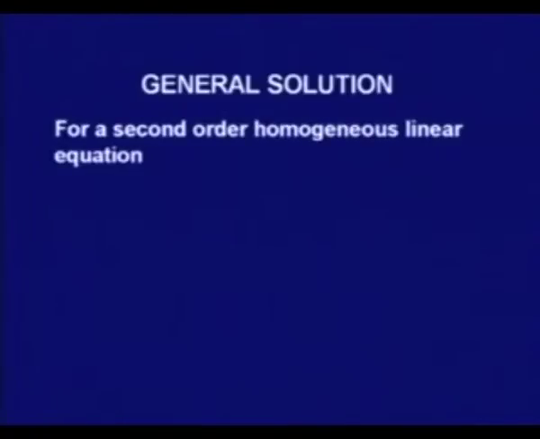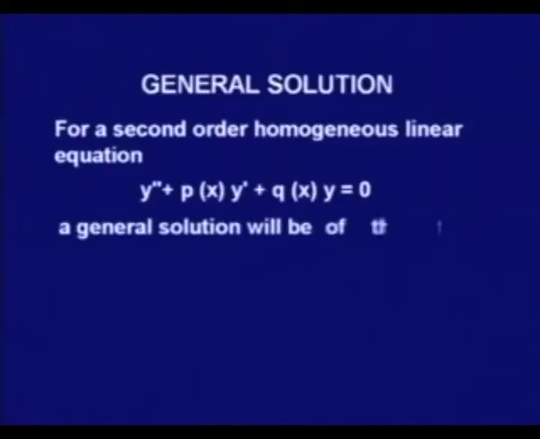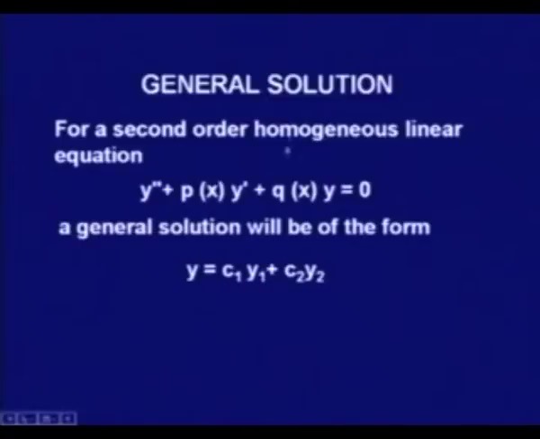From here we come to the general solution. For a second order homogeneous linear equation, the equation is again the same in standard form, y double dash plus p x y dash plus q x y equal to 0. A general solution will be of the form C1 y1 plus C2 y2, where y1 and y2 are two solutions of this given homogeneous equation, and C1 and C2 are any constants.